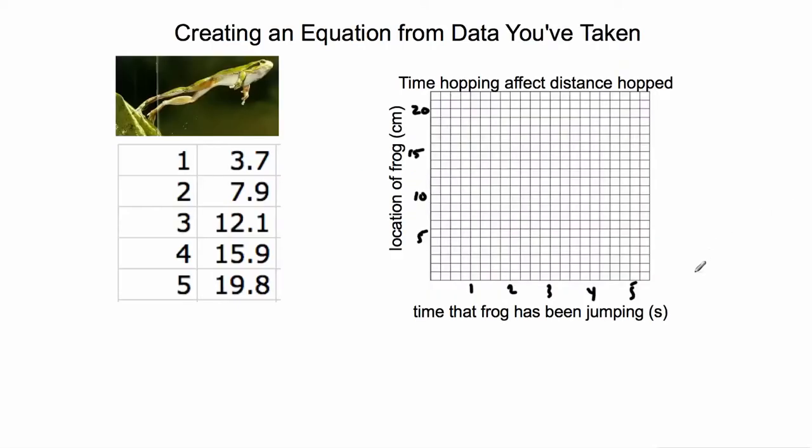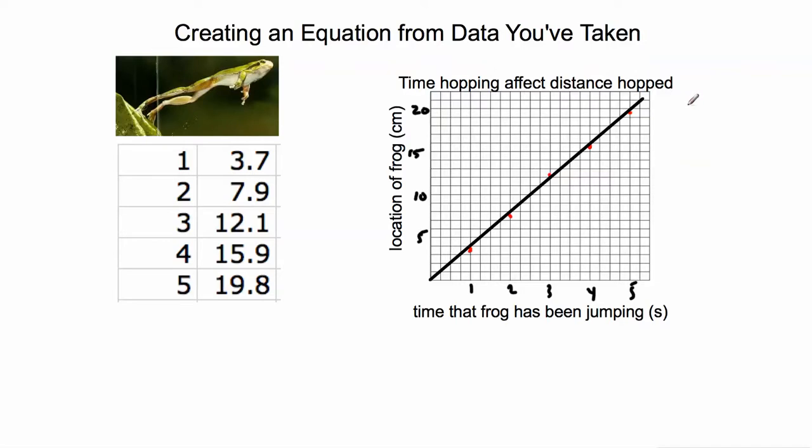Let's take a look at some data from an experiment. Pretend we're doing an experiment where we're trying to figure out where a frog is at every second. So we look at 1 second, 2 seconds, 3 seconds, 4 seconds, 5 seconds, and see that the frog is at these different distances. Perhaps these are in centimeters. And so we can go ahead and plot this data on our graph. All right, so here's the data plotted on the graph.